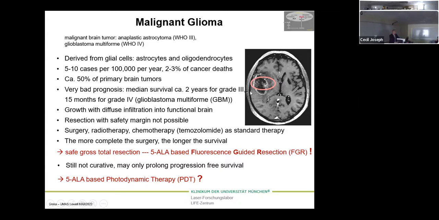Normally, this tumor grows very infiltratively into the functional brain area here. And nice resection with safety margins is in principle not possible. There are always some guerrilla cells in the neighborhood. The standard protocol for the neurosurgeons is surgery, radiotherapy, and chemotherapy. And this is a standard therapy. And we were asked whether we can use this 5-ALA-induced protoporphyrin on one hand to perform something like fluorescence-guided resection, which we have already done in urology. So to increase the resection, especially the resection volume, because of better differentiation to the normal tissue. Or if this is still not curative, whether we can use it for 5-ALA-based photodynamic therapy.